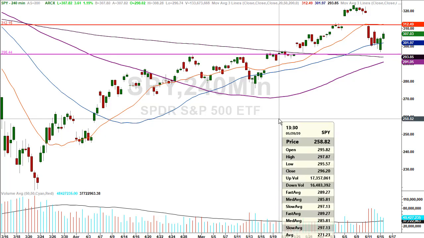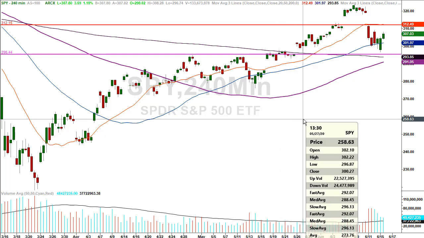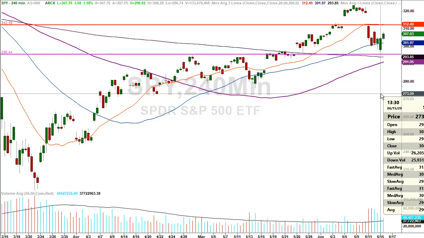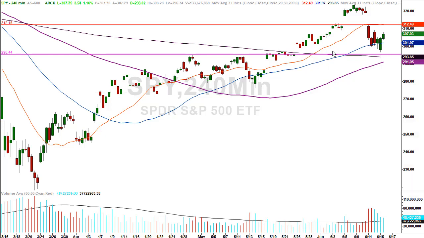So here we go again. You have a pivot high here of 297.87. Then you have a low here of 296.87. Then you have a low today of 296.74. So you can see in this zone, forget the gap.